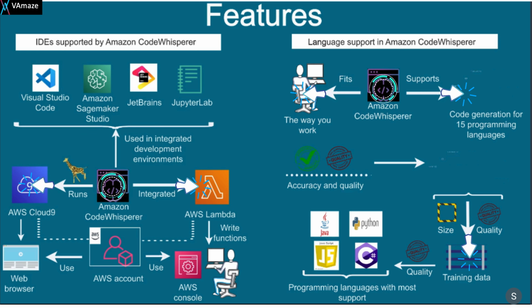Language support in Amazon CodeWhisperer. CodeWhisperer fits the way that you work. CodeWhisperer supports code generation for 15 programming languages. The accuracy and quality of the code generation for a programming language depends on the size and quality of the training data.